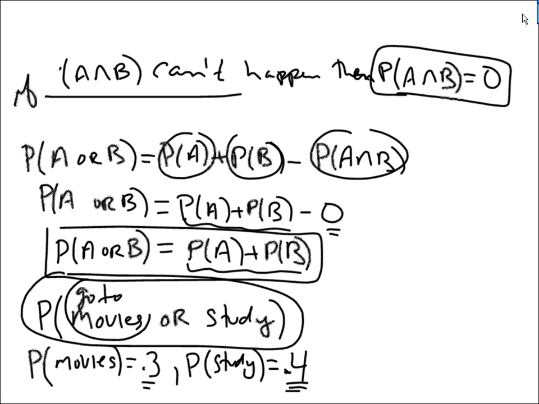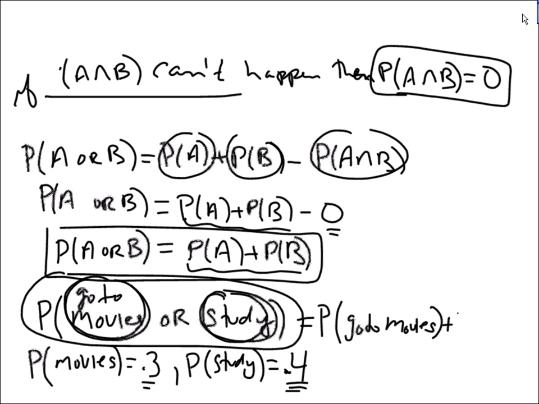Well, this and that won't happen. You can't go to the movies and study. You can't do both. Let's assume that's true, okay? Let's just let that be the premise. You can't do both. The probability that you go to the movies or study is just going to be, so this is A and this is B. It's going to be P of A, go to movies, plus the probability of B that you study. And I have both of these numbers. The probability you go to the movies is 0.3. The probability you study is 0.4. There's a 0.7 or 70% chance that tonight you'll go to the movies or study.